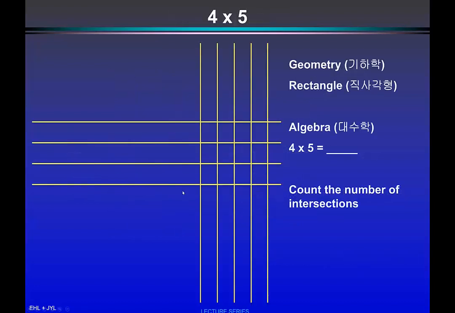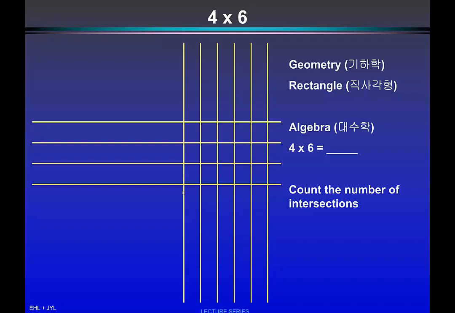4 times 5 is 20, which gives you the geometry of a rectangle. Since you have two pairs of equal sides, one side's length is different from the other side's. So you have a rectangle, and that has 20 intersections.